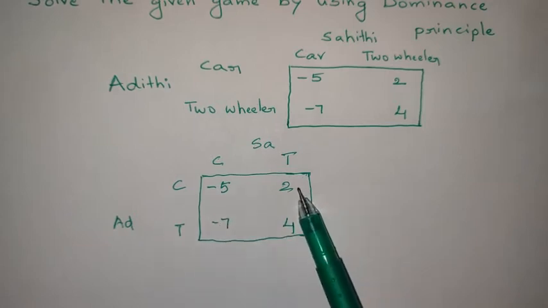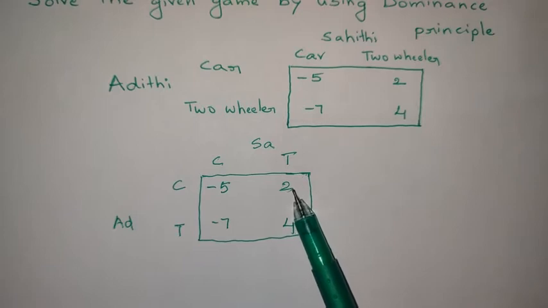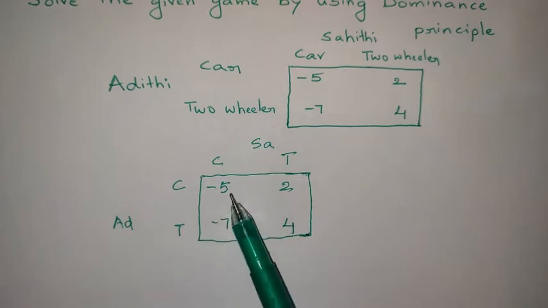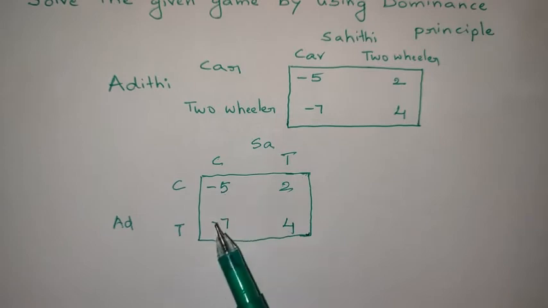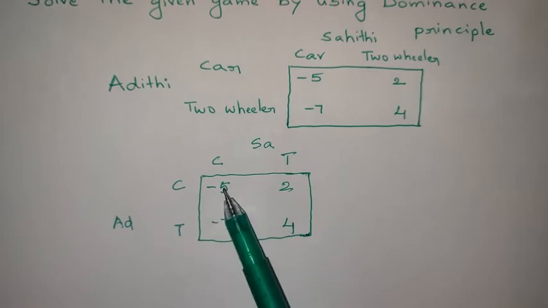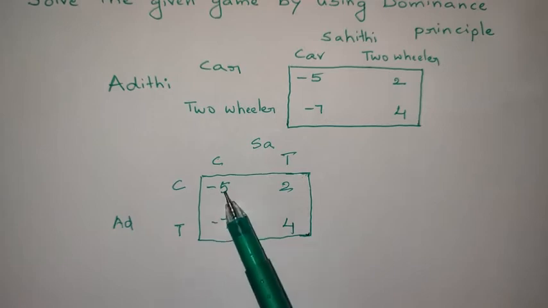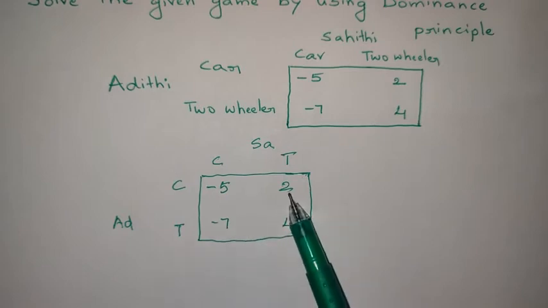Next, the next value is 2 and the corresponding element in the next row is 4. Which one is higher? 4 is higher. So if you take the first value, in this situation row 1 is dominating row 2, because the row 1 value is higher. But in the second value, row 1 is dominated by row 2.